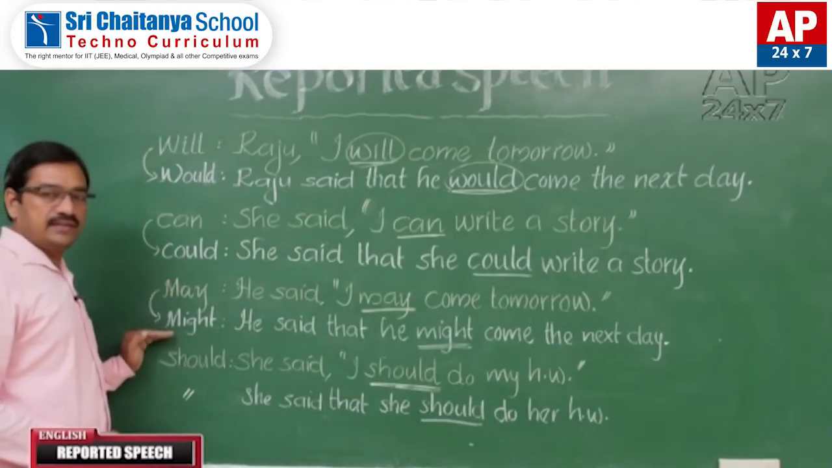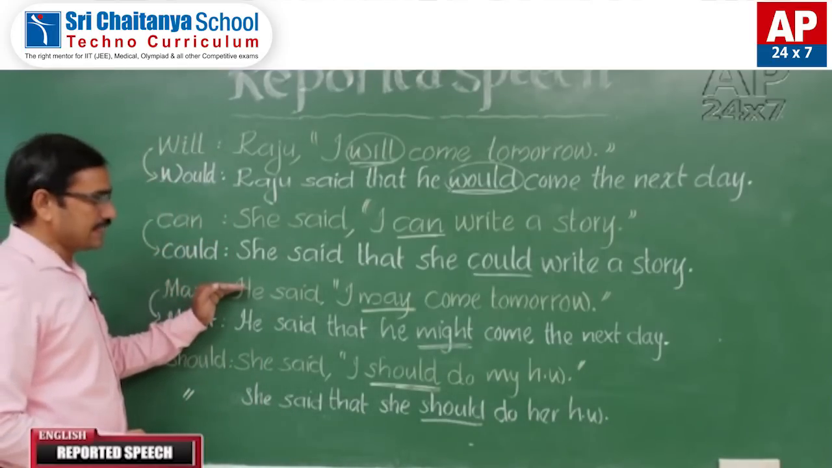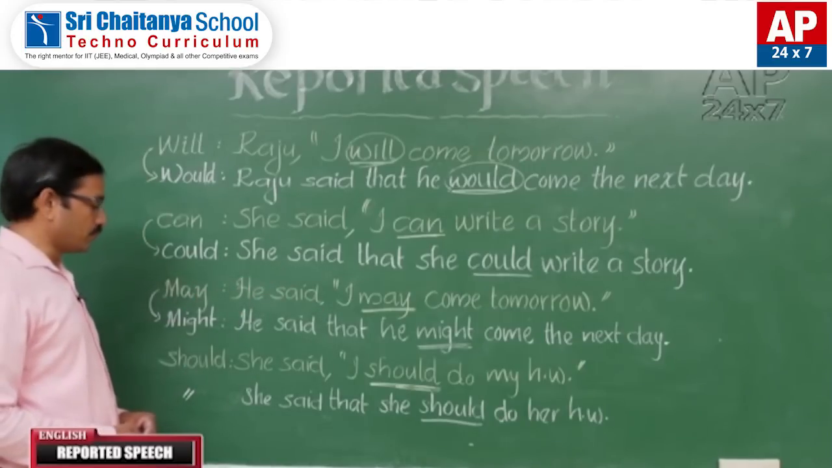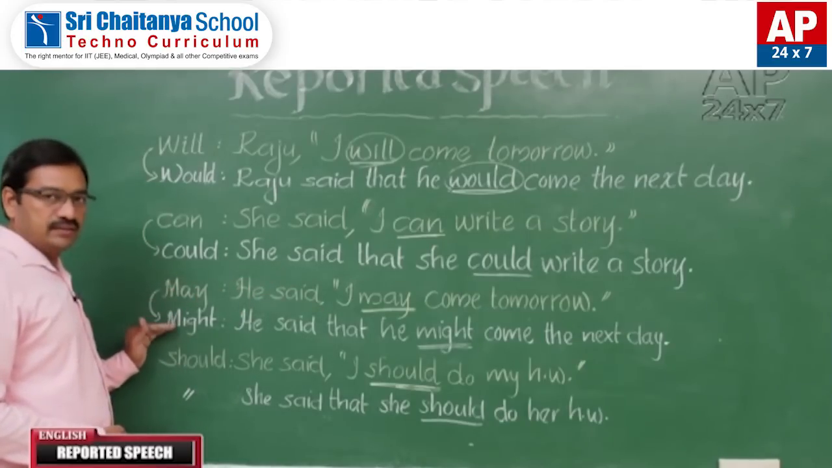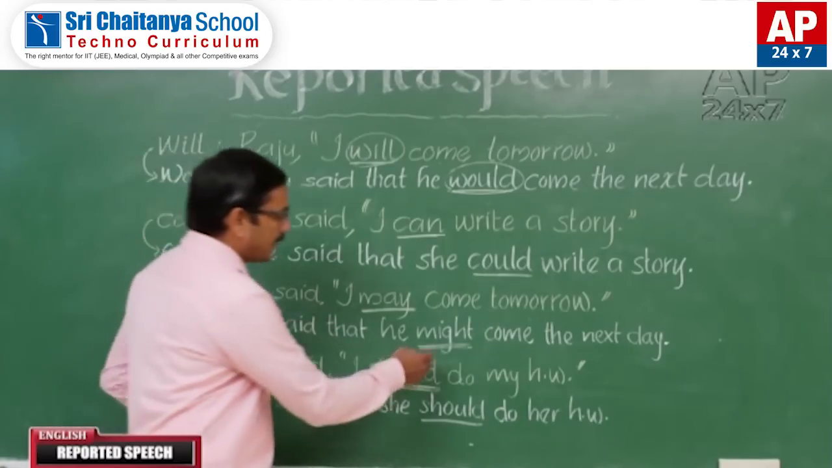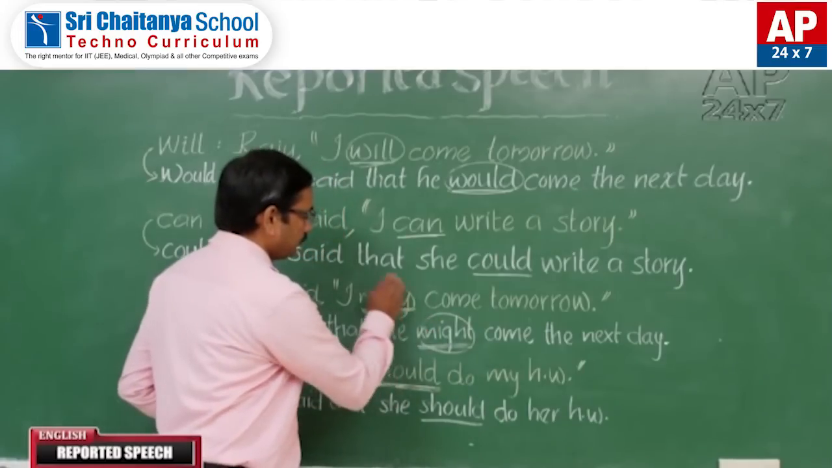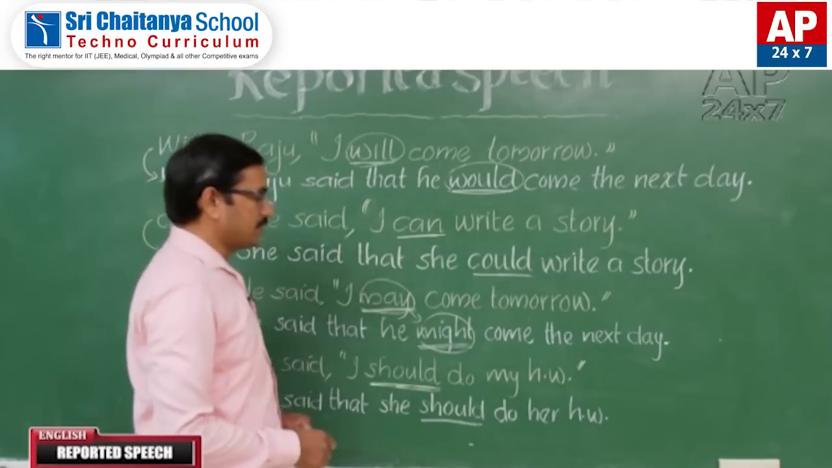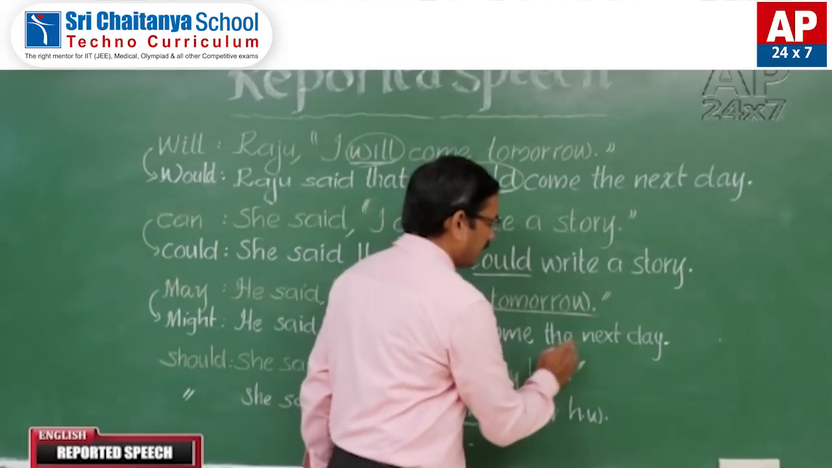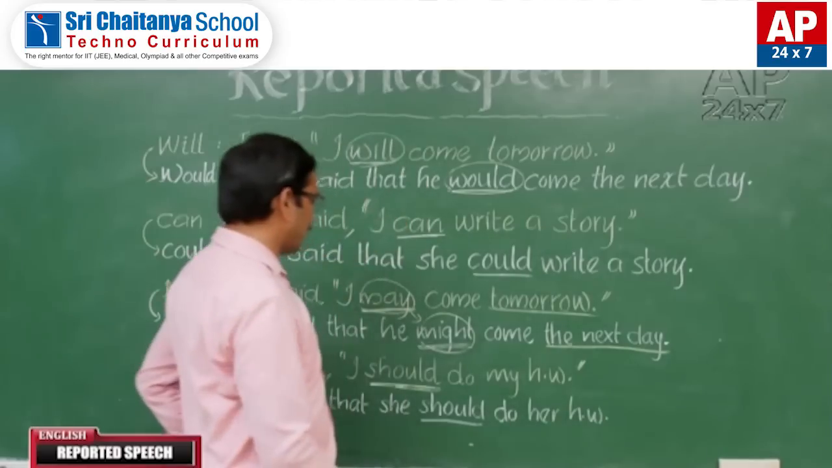May becomes might in the indirect speech. He said, I may come tomorrow. May becomes might in the indirect speech. He said that he might come the next day. Here, tomorrow is the time. Tomorrow becomes the next day.